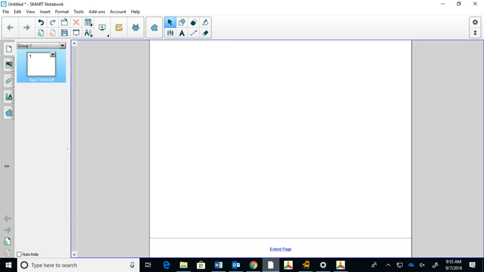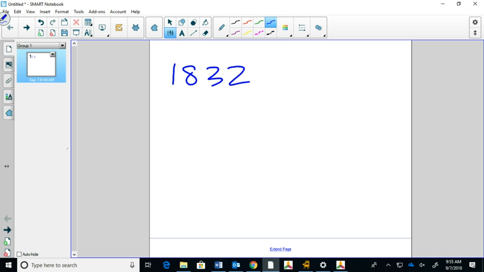So let's say that I have 1832 centimeters. And I want to know how many meters is that? Okay, so you know, because you have some experience with the centimeter scale, how many centimeters are in a meter? 100. Centi means 100, right?